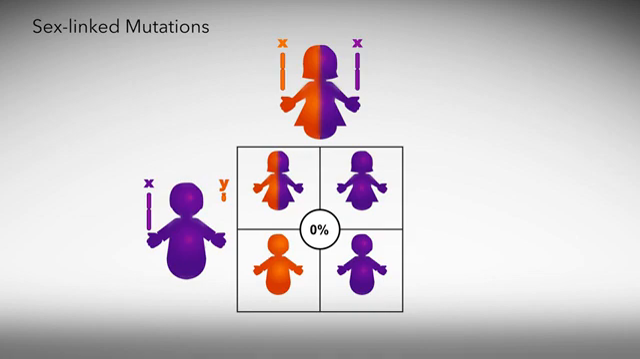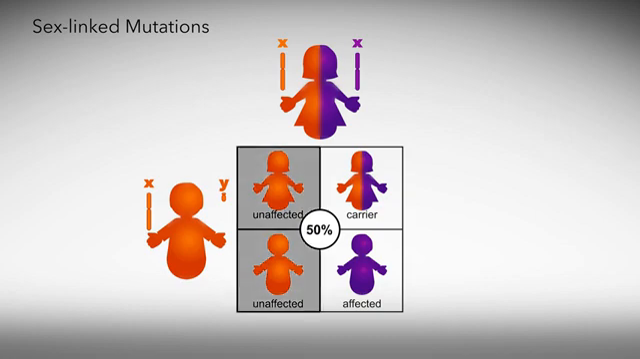Carrier mother and healthy father. There is an equal chance of having a healthy girl, a healthy boy, an affected boy, or a carrier girl. Statistically, this means that half of the children, boys and girls together, will be unaffected. For the other half of the children, the girls will be carriers and the boys will be affected.